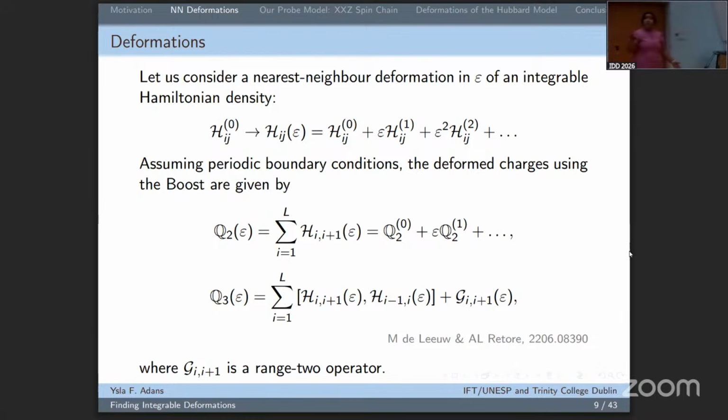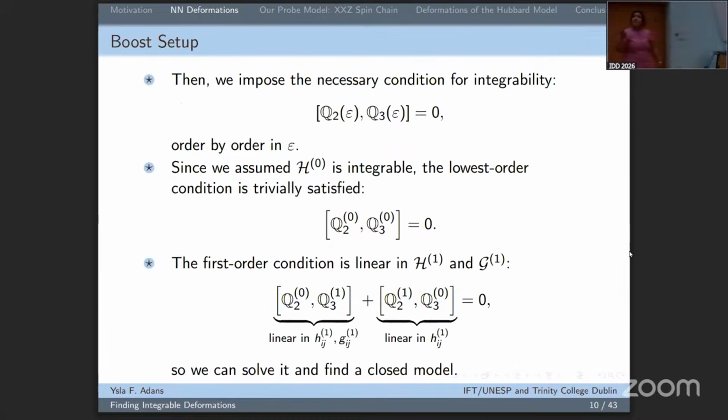So you have Q2, you have Q3, and we know that a necessary condition for integrability is basically that Q2 and Q3 commute. So we're going to impose this. And this is the part where using the boost sometimes gets hard, because this equation sometimes gets hard to solve. But as we have expanded in epsilon, this becomes a little simpler, because now you can split this order by order in epsilon. The zeroth order you get for free because your model is integrable. This should be satisfied. And the first order equation is very simple. Basically, you just have to commute Q2 and Q3 and the other way around in different orders.